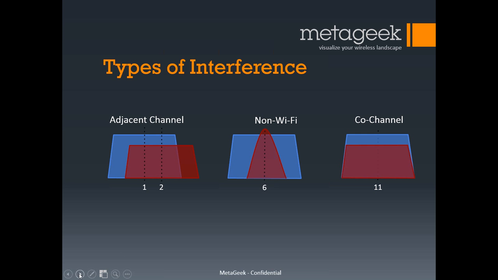But those three types of interference are good to remember because they're the things that are going to limit your ability to develop a solid network if you're not aware of them.